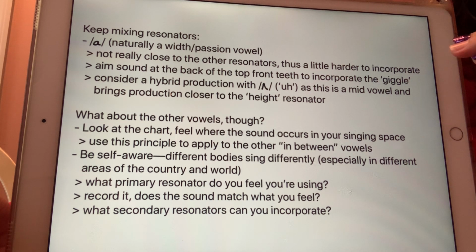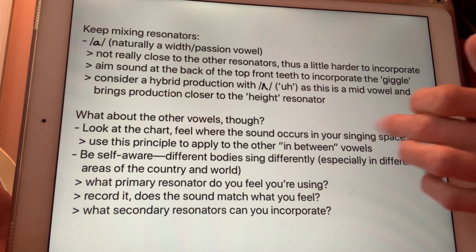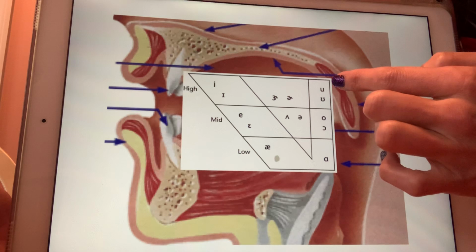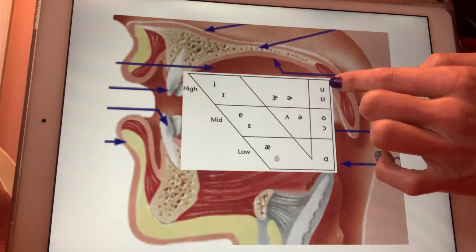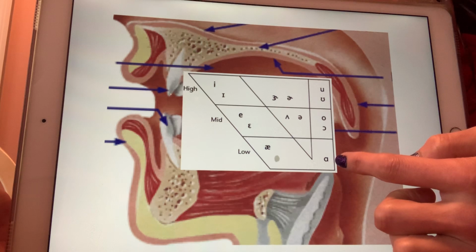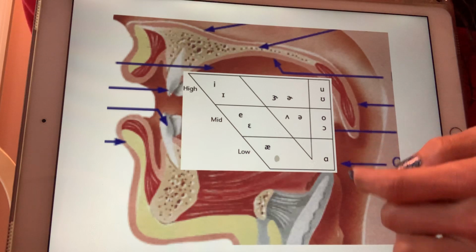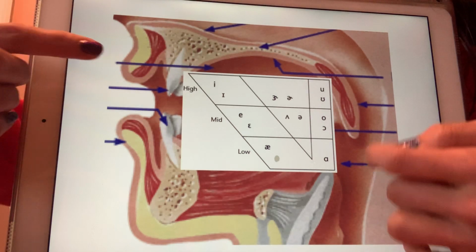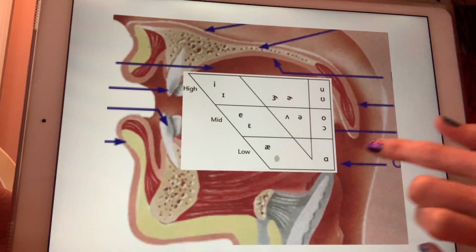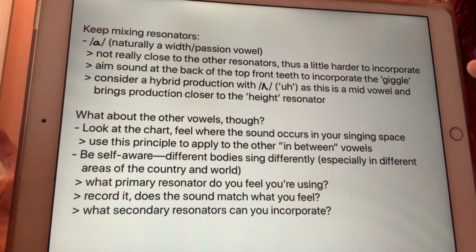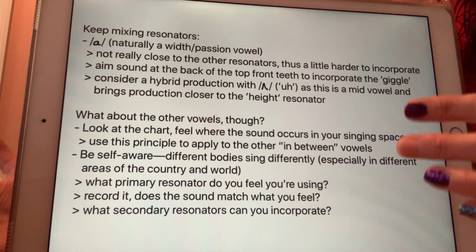So thinking about ah, which is that low back vowel, again, naturally a width or a passion vowel. Let's go back to our vowel chart real quick. Similar to how oo was close to a lot of the resonators, or we could use a lot of the resonators pretty naturally with it, ah is pretty far away from all the resonators. It's right here in that pharynx, but it's not really close to the frontal or the giggle resonator. So we have to work a little bit harder with ah to incorporate those other resonators, okay? Because it's naturally a width vowel and not really close to anything else, it's a little bit harder.